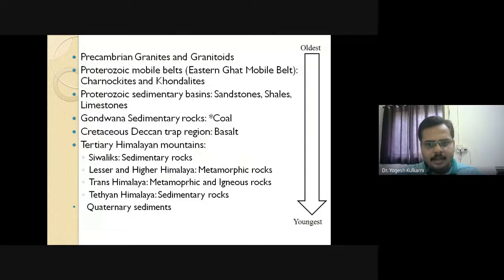So we have Precambrian. Actually, this must be reversed. Oldest should be at the bottom and youngest should be at the top. Okay. So Precambrian granitic gneisses are the oldest type of rocks in India. Then we have the Proterozoic mobile belt, which contains khondalite and charnockite. Then the Proterozoic sedimentary rocks. Dominant rocks are sandstone, shale, limestone. Then Gondwana, a carboniferous sedimentary rock. They also contain sandstone, shale, limestone. Characteristic is coal. Then the Cretaceous Deccan Trap, at the Cretaceous-Tertiary boundary. It is of basalt.